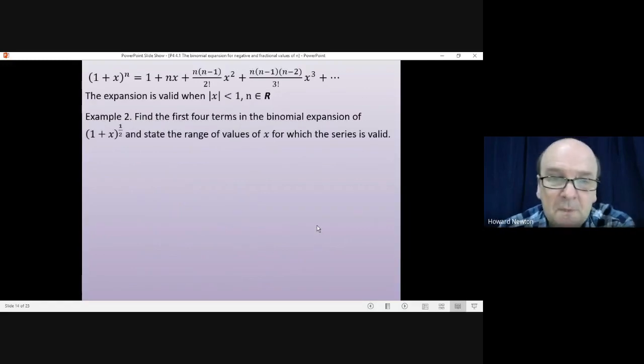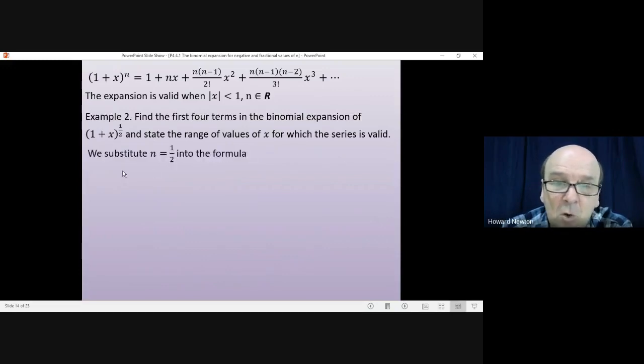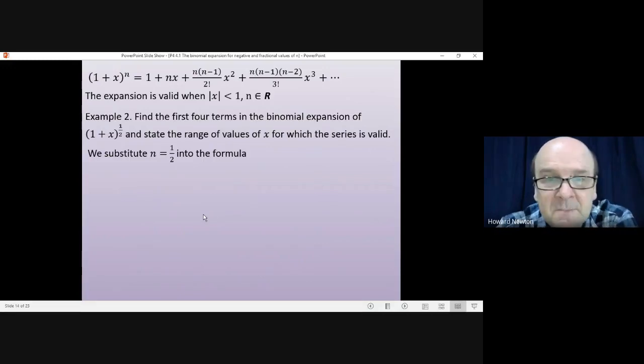Okay, example 2. Find the first 4 terms in the binomial expansion of 1 plus x to the power of a half, and state the range of values of x for which the series is valid. Now again, no tricks, no catches in this. All we're doing is substituting n equals a half into the formula. So 1 plus x is identical inside the brackets. We don't need to worry about that for the moment. We're just substituting n is a half. Have a go at doing that, pause the video, come back to me when you're ready.